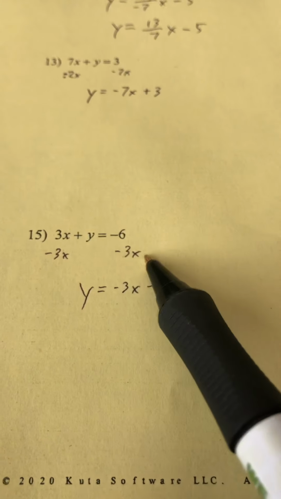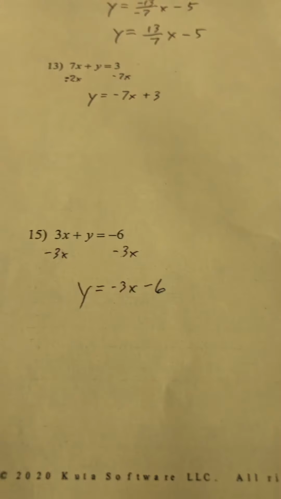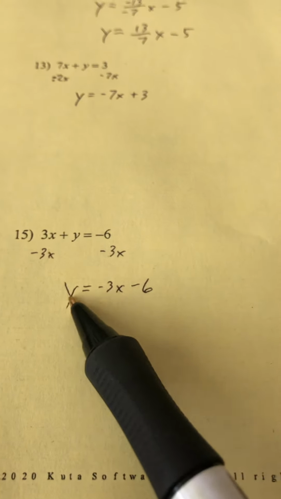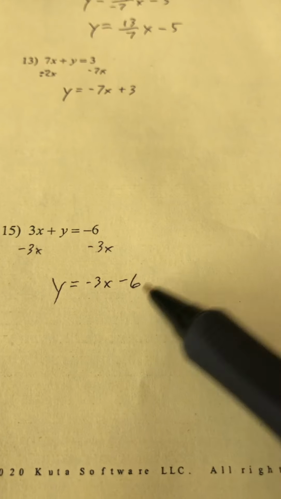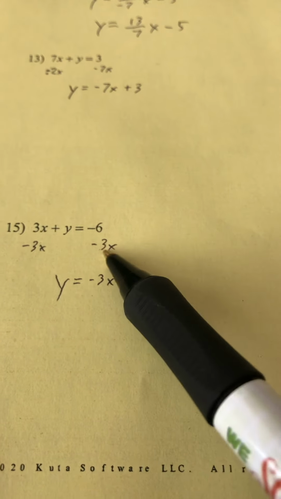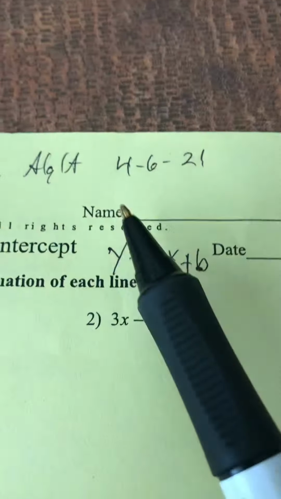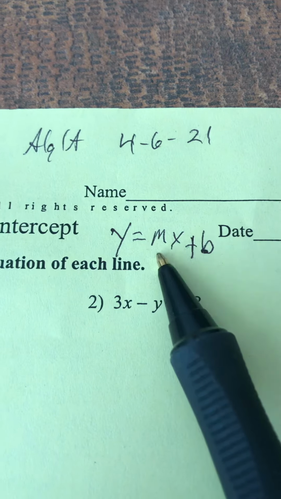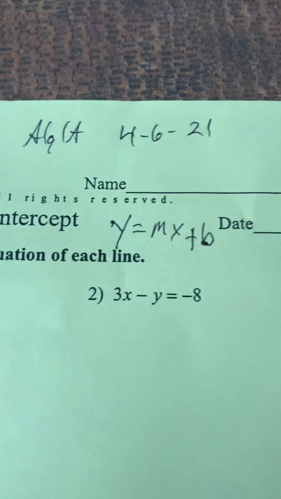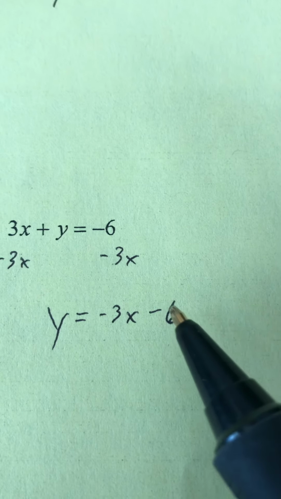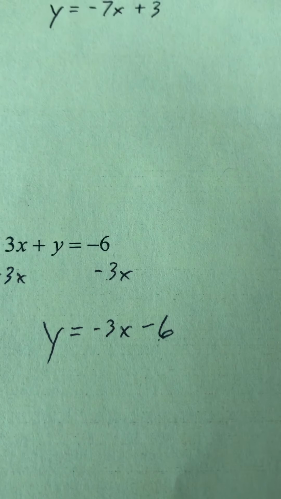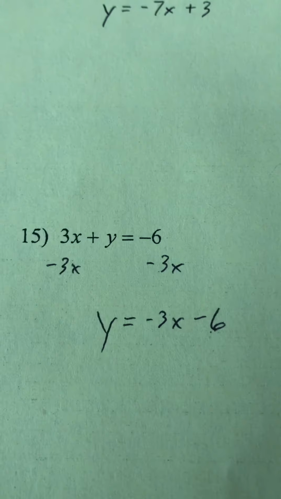I subtract 3x from both sides, and I'm done. I'm left with y equals -3x minus 6. You might wonder why I list the x first, because remember, slope-intercept form, it's y equals something with the x plus just the regular old number in the back. So I just put the regular old number in the back, okay? That's your y-intercept.